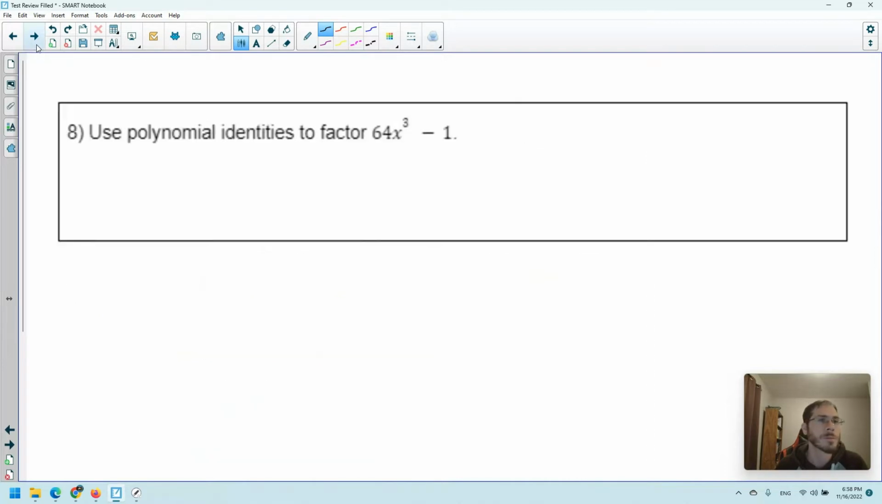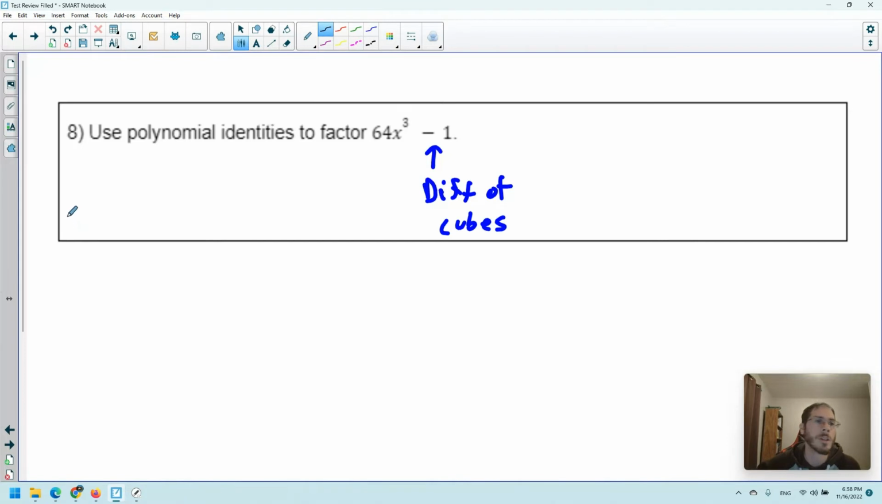Another repeat. Number 8, use polynomial identities to factor 64x to the cube minus 1. So again, we can tell that we definitely have a difference because we have a minus sign. And I've got x to the third, and that's a pretty good indication that we're going to do a difference of cubes. So we just need to use the difference of cubes formula.